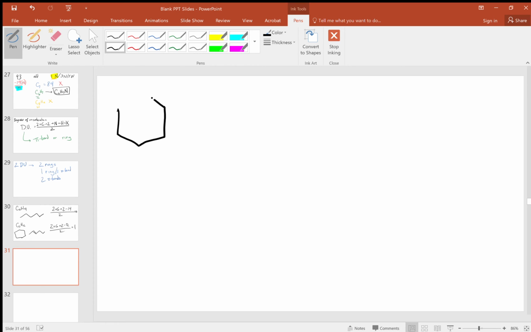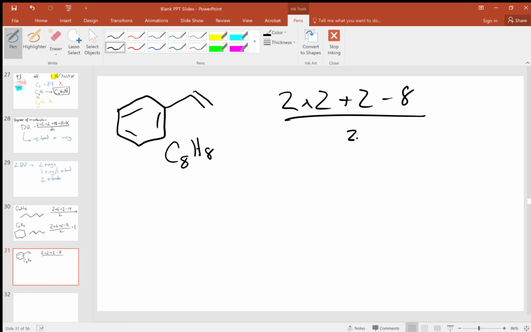If you ever end up with a large number of degrees of unsaturation, that's a pretty good sign that you've got an aromatic ring, because an aromatic ring, if you think about it, is a ring plus 3 pi bonds. So this molecule, styrene, is C8H8. We get 2 times 8 plus 2 minus 8, over 2, is 5.